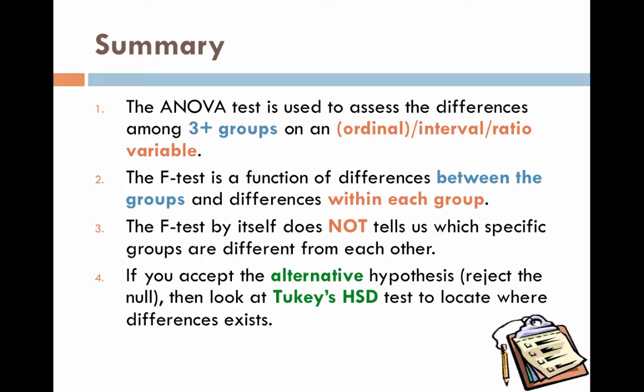What we need to do is that if we find significant differences in our overall F test, then we have to look at Tukey's test to locate and find out where the groups significantly differ. All right, we're all done with Chapter 13, ANOVA.